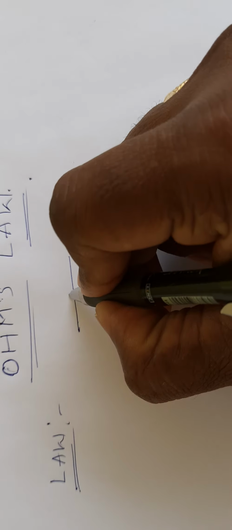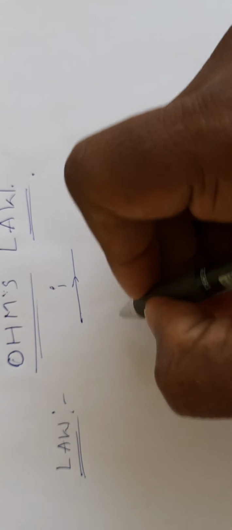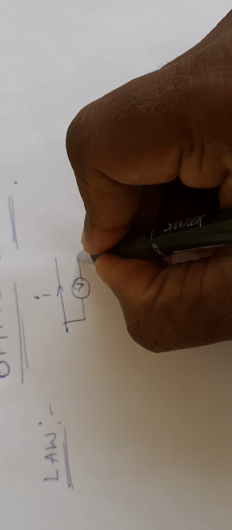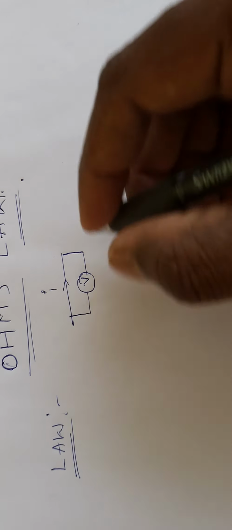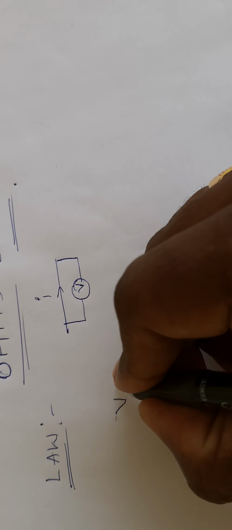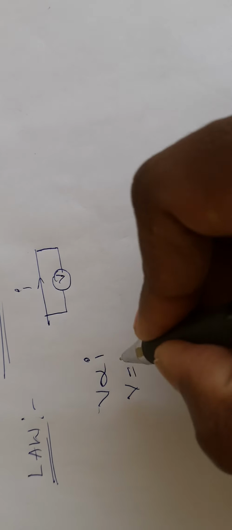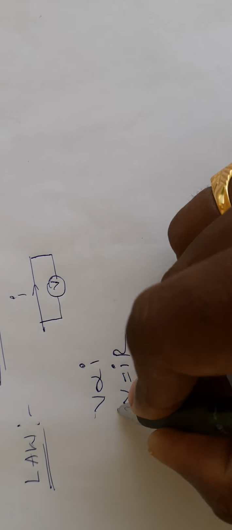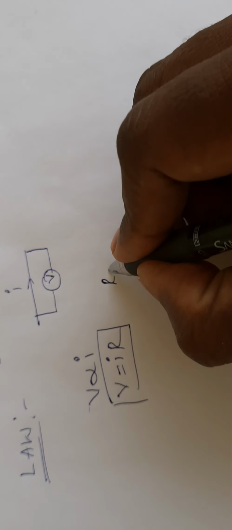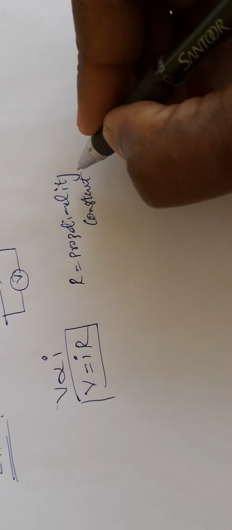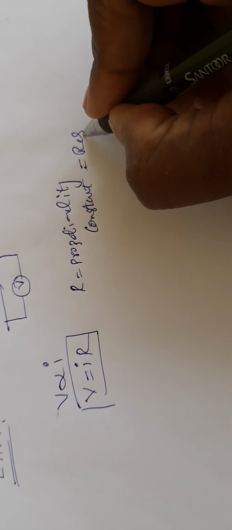the current flowing through the conductor or wire is directly proportional to the potential difference across its two ends. That is, we can write V is directly proportional to I. If you remove the proportionality, then you will get a constant, that is V equals I into R. Here R is the proportionality constant, and here it is named as resistance.